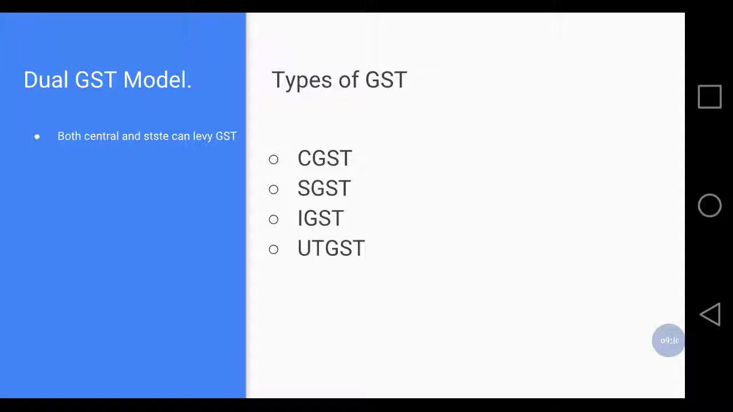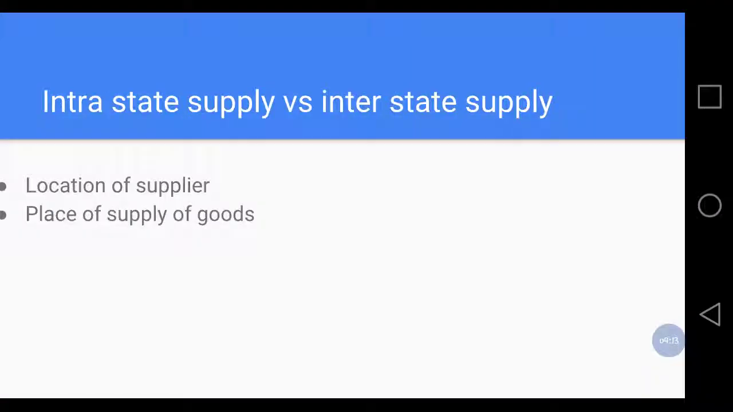Then what is UTGST? You can replace the word state government with union territory. In both cases, UTGST will be applicable. In the first example, 100 bags of cement supplied by X Limited, which is located in Chennai, instead of Chennai, if we take it as Delhi or Pondicherry, UTGST will be levied, and for the central government, CGST will be levied. CGST and UTGST will be levied. In the case of a state government, CGST and SGST will be levied.